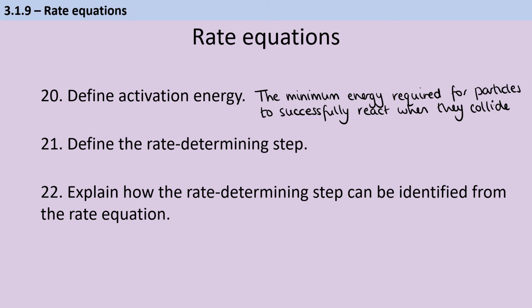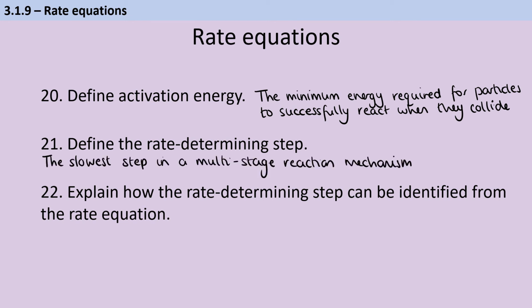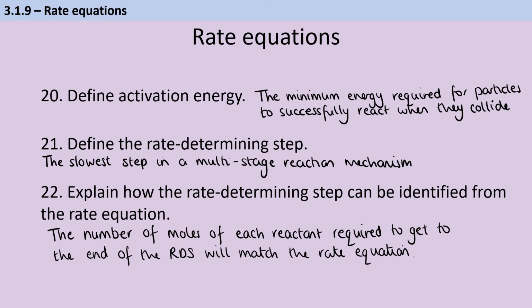The rate determining step is the slowest step in a multi-stage reaction mechanism, and we can identify this from the rate equation because the number of moles of every reactant that is required to get to the end of the rate determining step will match the rate equation. So for instance, if we have a rate equation that is just rate equals k multiplied by the concentration of A squared, then we know that we're going to need 2 moles of A to get to the end of the rate determining step, and we're not going to need anything else.